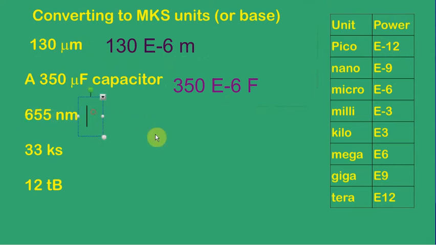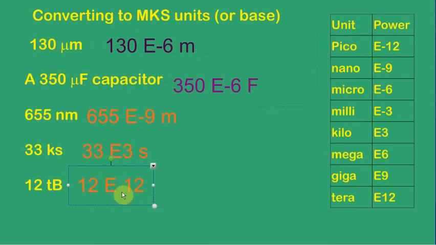How about 655 nanometers? Well, all you have to do is write down 655 or type it into your calculator. What's a nano? A nano is E to the minus 9th meters. Done. 33 kiloseconds. Well, it'll be 33. What's a kilo? It's E to the 3, so E3 seconds. Done. A terabyte. Well, you've got 12. What's a tera? E12. So E12 bytes. Done. And we now have everything converted into base units. So all you have to do is take the number, apply the prefix, and you're done.